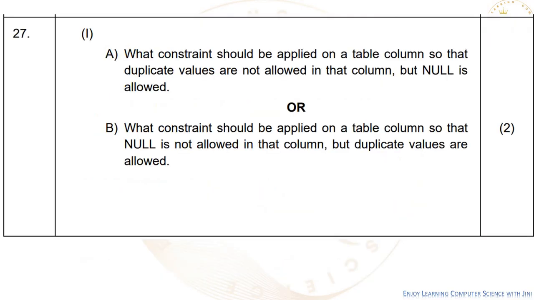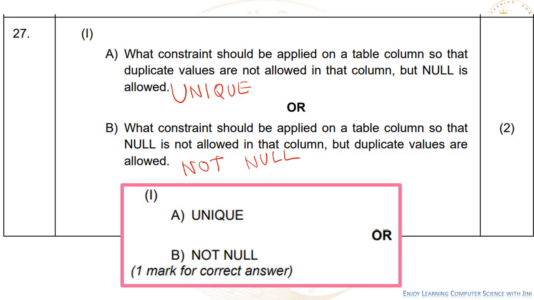27th question, first part. So you have 2 options. You have to write either A or B. What constraint should be applied on a table column so that duplicate values are not allowed in that column but null is allowed? It will not allow duplicate, but null is allowed means it is unique. Okay, unique. Next one, what constraint should be applied on a table column so that null is not allowed but duplicate values are allowed? Not null. Very simple, right? It's direct questions. Okay, 1 mark for correct answer.